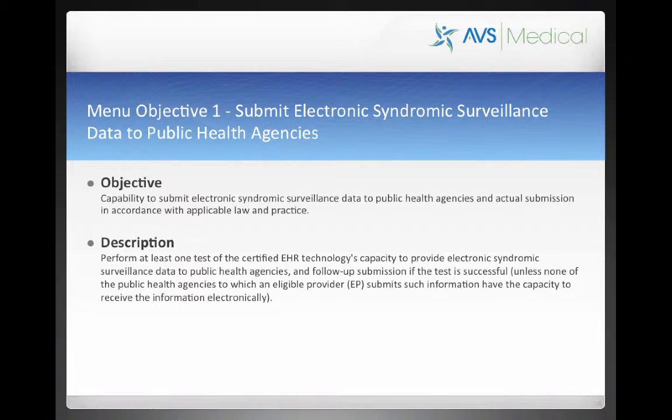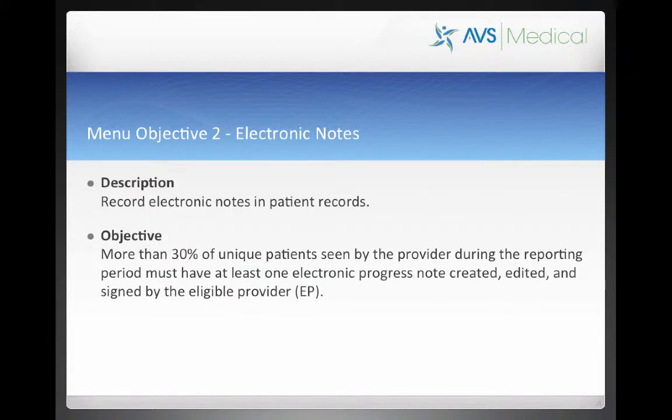So the first one is submit electronic syndromic surveillance data to public health agencies. The last time I checked here in Maryland, as well as Virginia, Pennsylvania, Delaware, Ohio, Michigan, most, if not all states, do not accept syndromic surveillance data. For whatever reason, they just don't. So unless things have changed, and I'm not aware that they have, this one may be a moot point, so I won't spend too much time on it. I'm just going to move on to the next one.